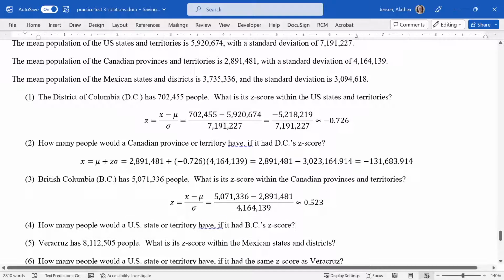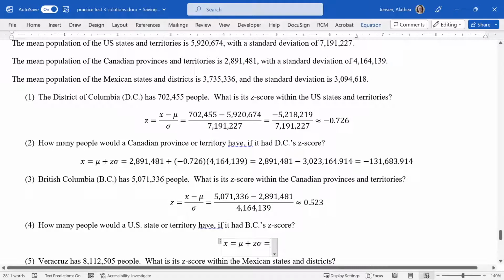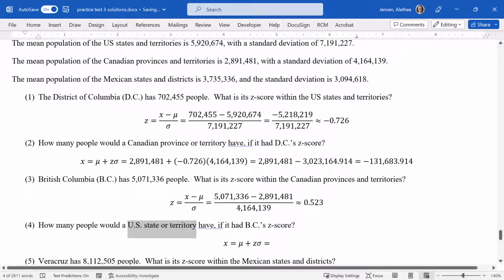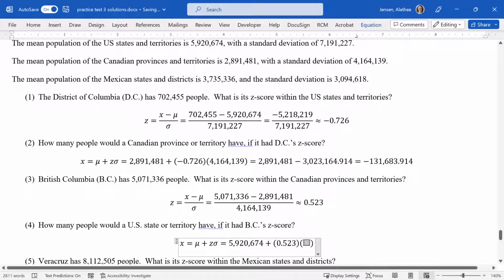All right, how many people would a US state or territory have if it had BC's z-score? So since it's asking how many people, it's not asking for a z-score, it's asking you to convert a z-score back to a data value. So that's going to be this formula. Okay. And which mean and sigma are we going to use? So we're using the ones for US states and territories because we're asking how many people would a US state or territory have. So this is the mu that we're going to use for the US. Z is going to be the same as in the last problem, so 0.523. And then our sigma is going to be US sigma.